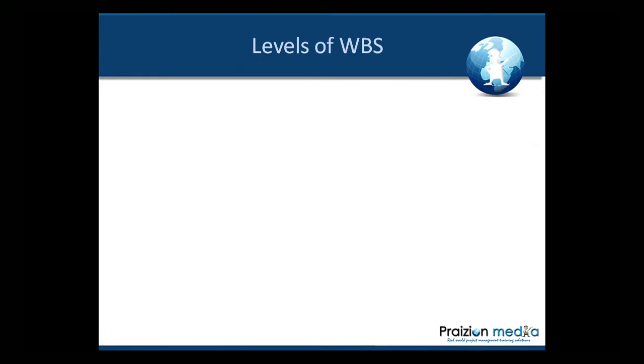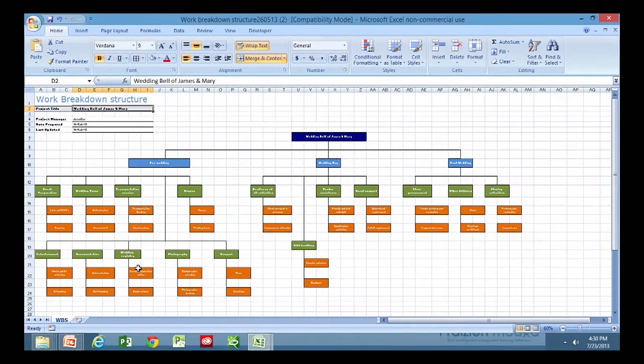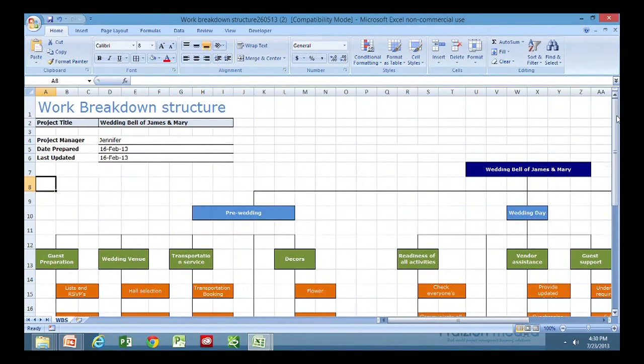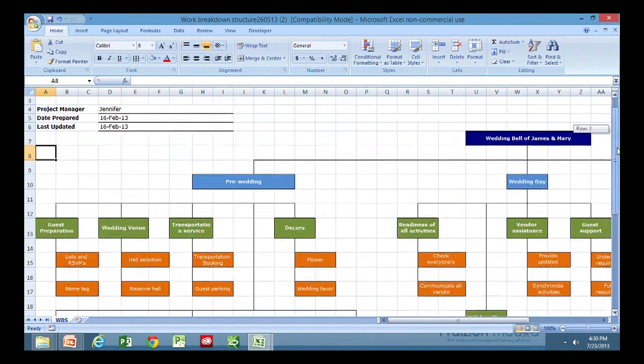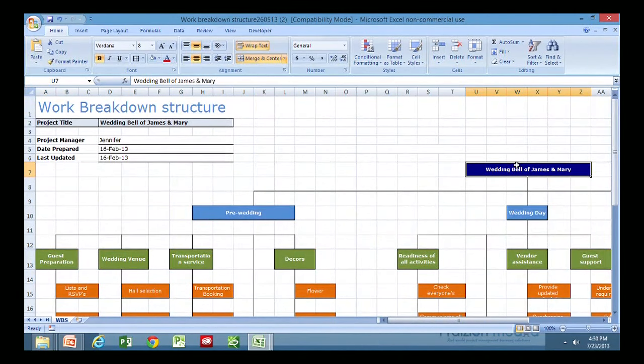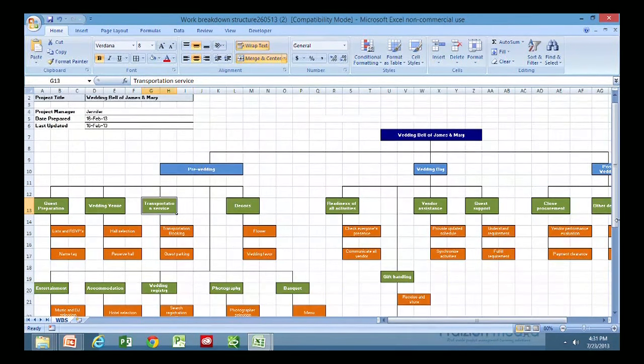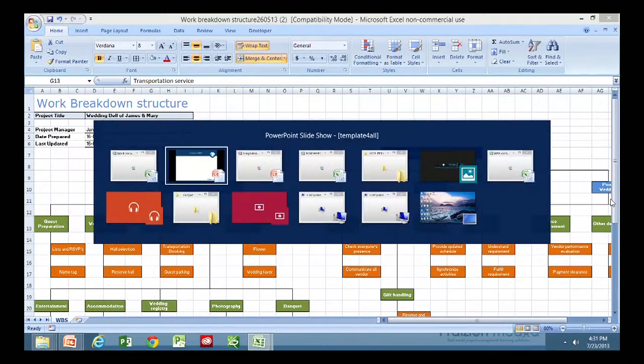Now take a look here. If we can look at a mock-up WBS that I've got for you here. And this is really more of your WBS at a level 4. It doesn't go down to 5 levels. A WBS for a wedding. It's a mock-up WBS, Wedding Bell of James and Mary. So that is a WBS. You can see the root node is Wedding Bell of James and Mary. You can see we've broken this down into different phases, and each phase goes into progressively lower levels of detail and so on. All right? So that's your WBS.